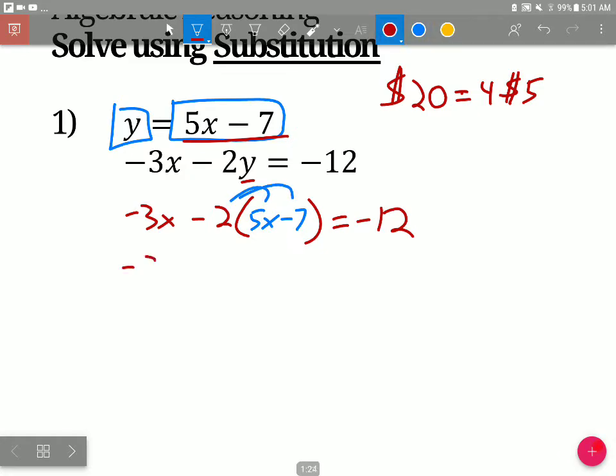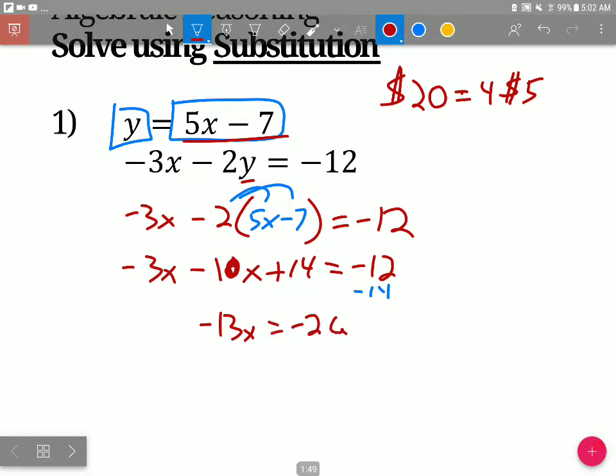So I got negative 3x minus 10x plus 14. Don't forget, a negative times a negative is a positive. All right, and that is a 10 right there. Negative 3 minus 10 is negative 13. And I can go ahead and move that 14 over. 12 minus 14, that equals negative 26. And when I divide, x equals 2.